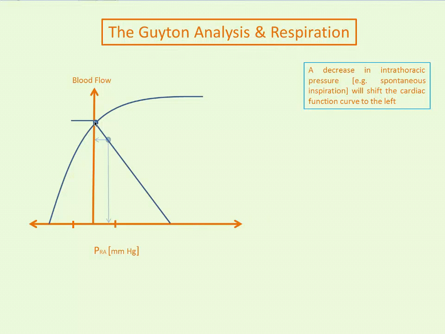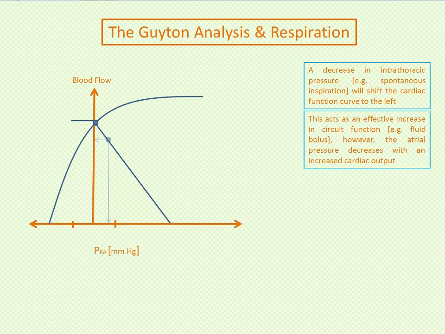And again, this makes sense in as much that the cardiovascular system is not simply a Starling mechanism, because if it were simply a Starling mechanism, you would expect a lower right atrial pressure to result in a lower cardiac output, whereas a higher right atrial pressure would result in a higher cardiac output. But it's not. It's the intersection of venous return and cardiac function that defines your cardiac output and right atrial pressure. So this is an effective increase in circuit function, like a fluid bolus.